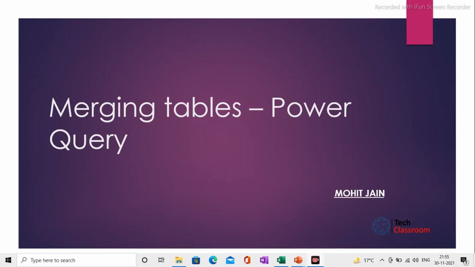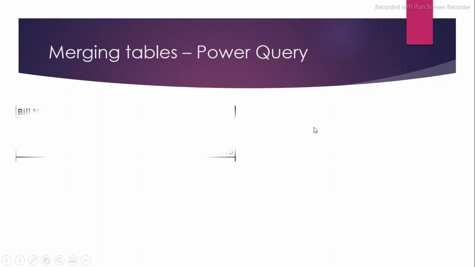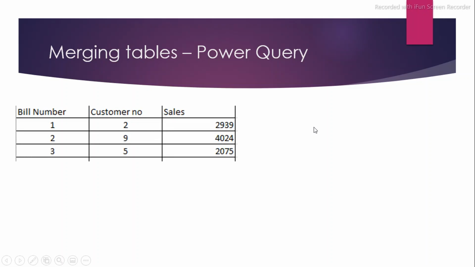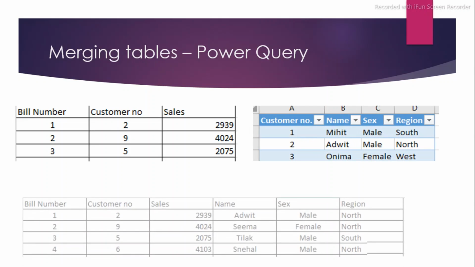Hi all, we are back with the next topic on Power Query, that is merging tables. To explain the same, let us take a scenario. There is a firm that saves their sales data in a different format, and the output is saved in a CSV. This is how their sales table looks. And they have another table where they maintain the customer details, and that output is saved in Excel.